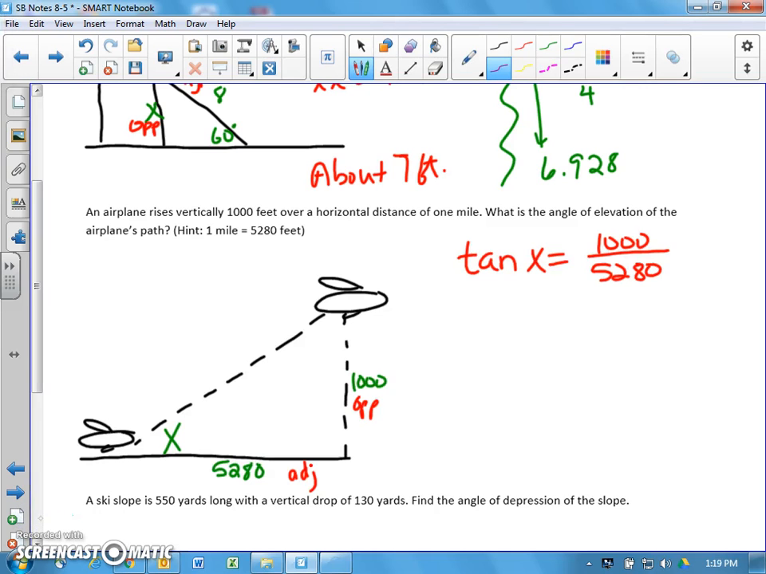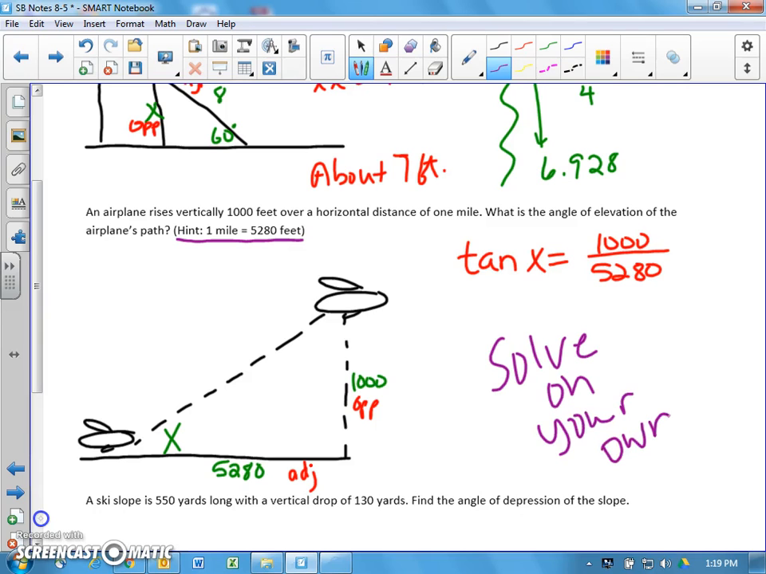Alright, here we have our plane taking off, and yes, that is an airplane. You've got the information labeled, and we've given you a nice hint here to remind you that you need to keep your units the same. So if I use 1,000 feet here, I can't use a 1 along the bottom. I need to use 5,280. I'm working my problem in similar units then. So we get tangent of x equals 1,000 over 5,280. I want you to go ahead and solve this on your own. And when your teacher checks your notes, they will expect this to be completed.